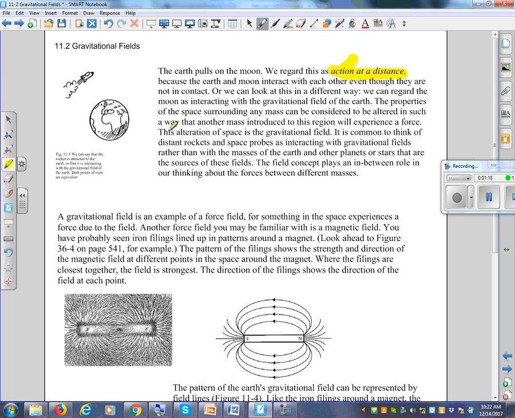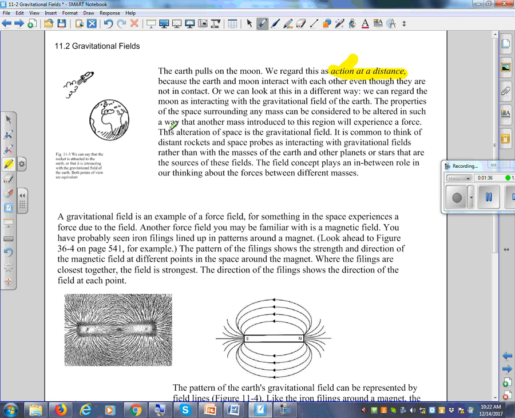It's common to think of distant rockets and space probes as interacting with gravitational fields rather than with the mass of the Earth and other planets or stars that are the source of these fields. The field concept plays an in-between role in our thinking about the forces between different masses. So it's a way for us to sort of explain what is going on.